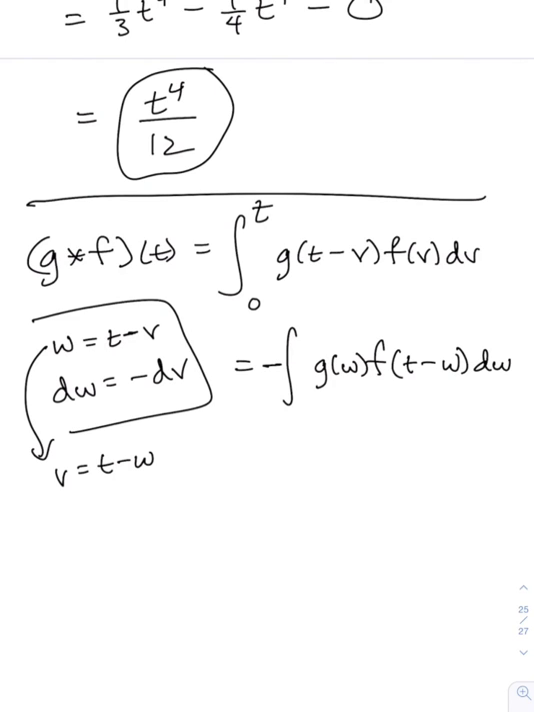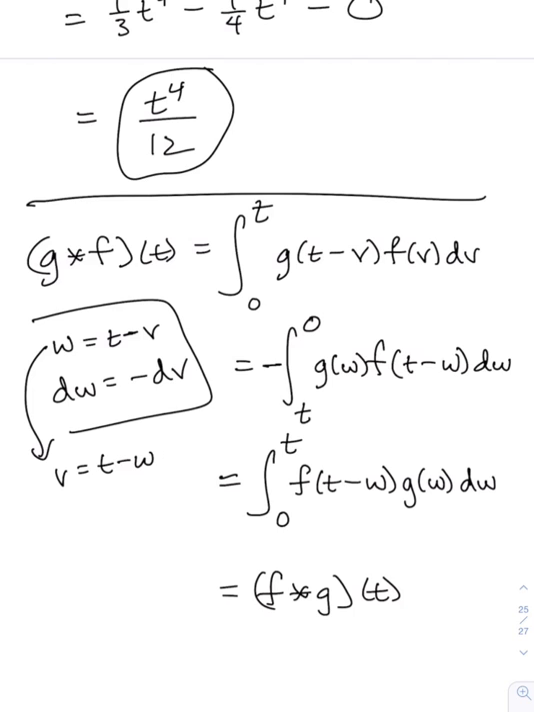And then I have to change my limits of integration. For the lower limit, v equals 0 becomes w equals t minus 0, so there's t down here. My upper limit, v equals t, becomes w equals t minus t, or 0. I can get rid of that negative sign by swapping the limits of integration. Instead of going t to 0, I go 0 to t. And then inside my integrand, I just have ordinary multiplication. It doesn't matter what order we do that in. And that right there looks exactly the same. That is, by our definition, f star g.